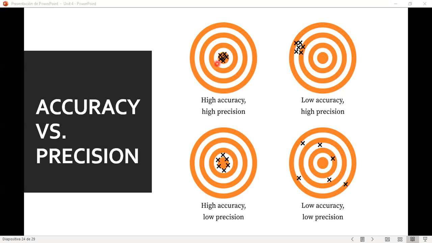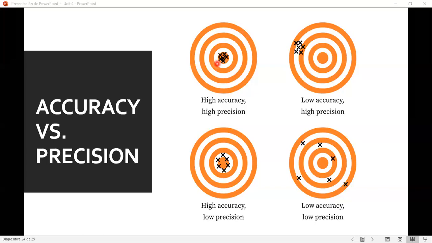So something that you might notice here is that accuracy is when the crosses are in the center, and precision is when the crosses are together. Now, in the third circle, just below the first one, you have a high accuracy but a low precision. That means the crosses are in the center, but the precision means that the crosses are not close together. They have a small distance, but they are all around the center.